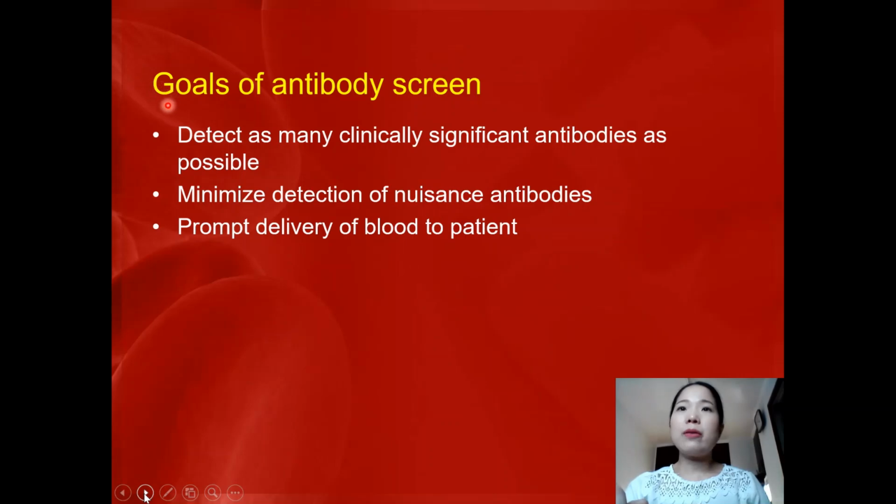So the goal of antibody screening is to detect as many clinically significant antibodies as possible. Sometimes when we do this antibody screening, it becomes positive. So it's very important that antibody identification should be done in these patients, so that we can also detect some nuisance antibodies and we can promptly deliver blood to the patient.